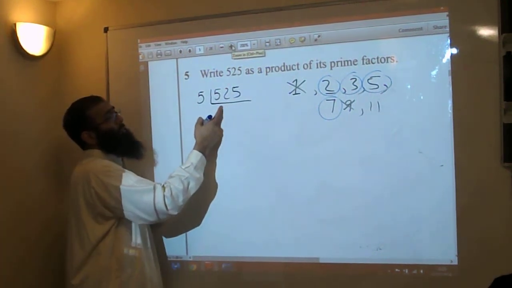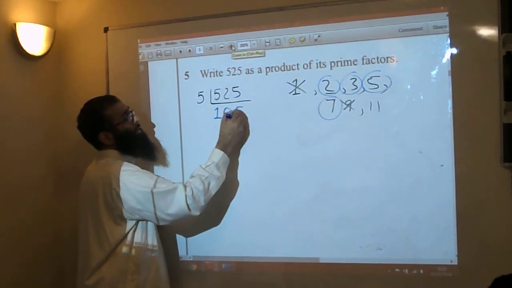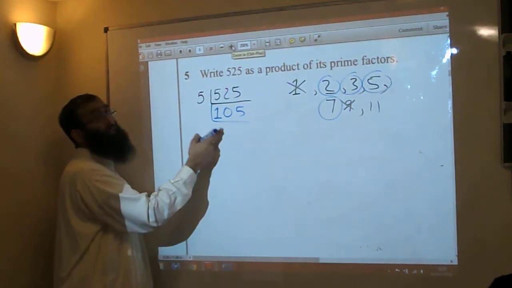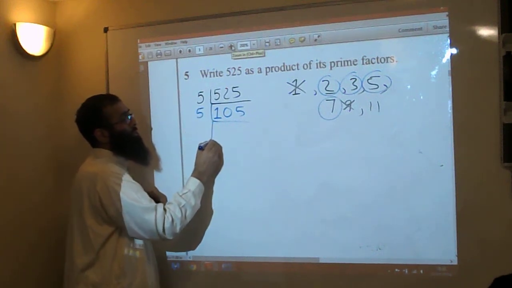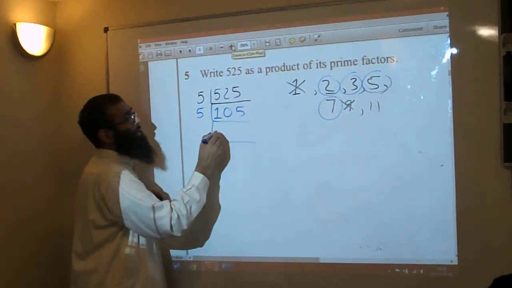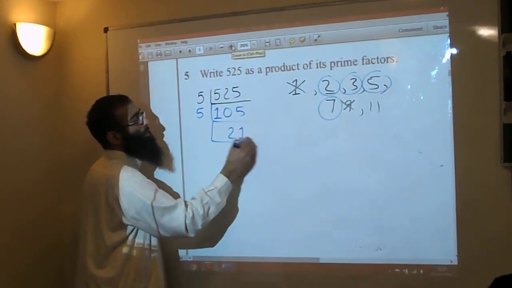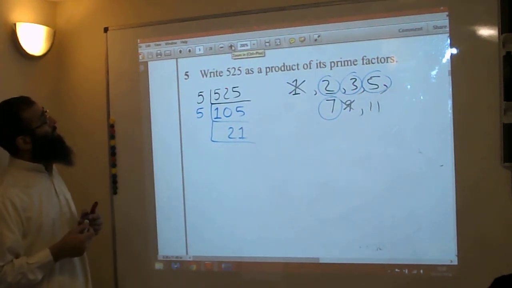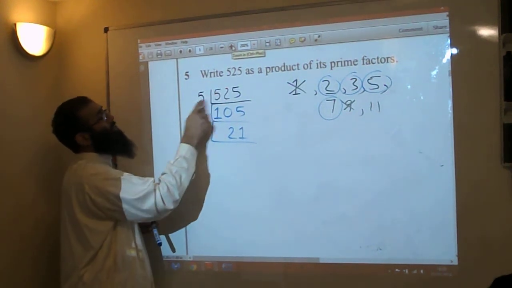So 525 divided by 5 will give us 105. Now we have 105. We divide it by 5 again, because you'll go. So that will give us 21. How many 5s into 5? 5 into 5 is 1, 5 into 2 is nothing.